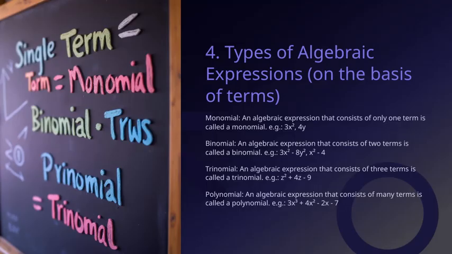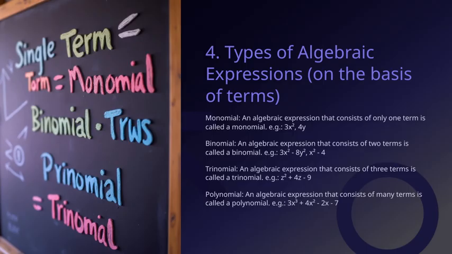Now, let's explore the different types of algebraic expressions based on the number of terms they contain. First, we have the monomial. A monomial is simply an algebraic expression with only one term, like 3x² or 4y. It's the simplest form of an expression, and understanding it helps us build a foundation for more complex types.